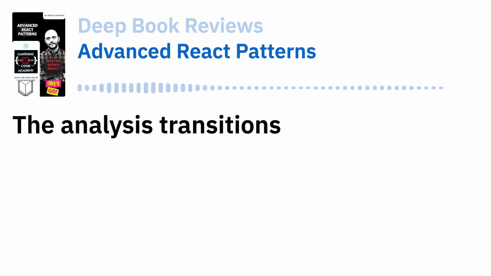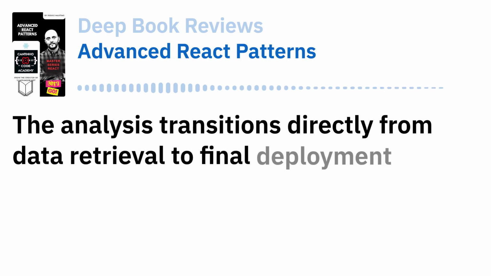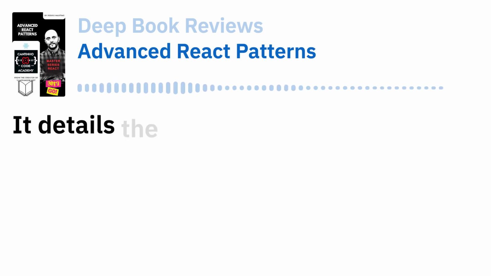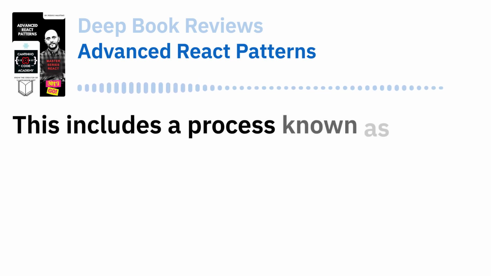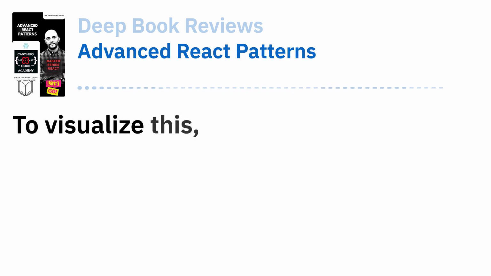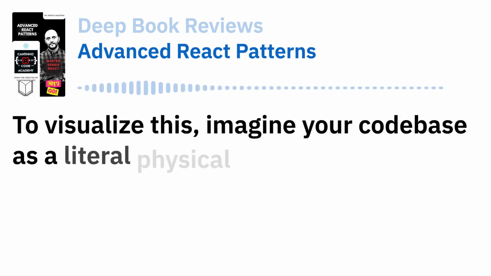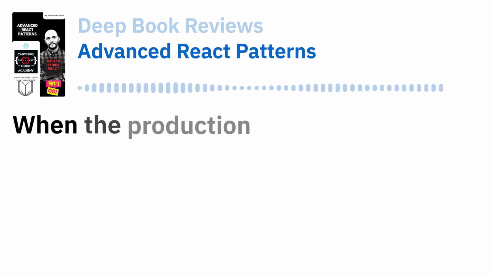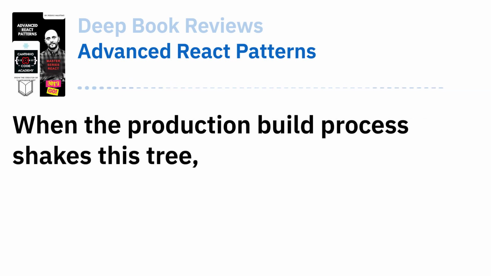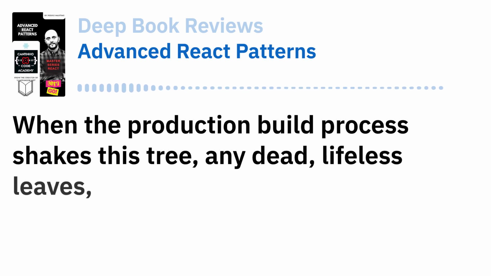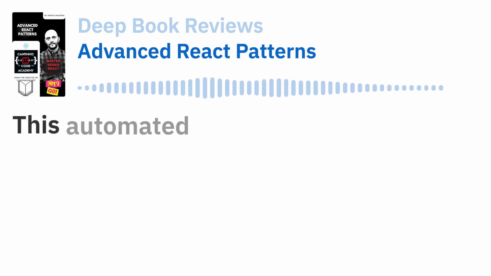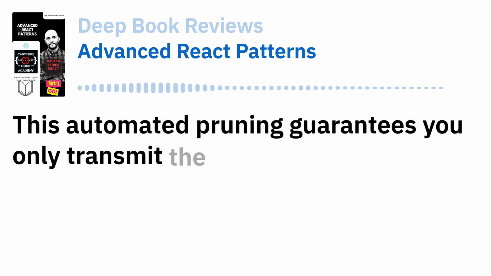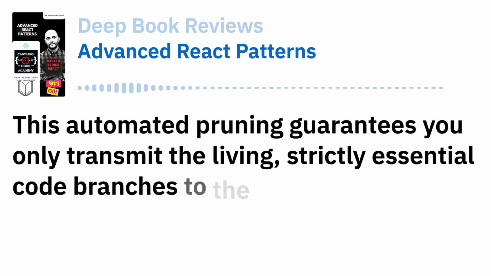The analysis transitions directly from data retrieval to final deployment execution. It details the absolute necessity of build optimization. This includes a process known as tree shaking. To visualize this, imagine your codebase as a literal, physical tree. When the production build process shakes this tree, any dead, lifeless leaves, which represent unused JavaScript functions, physically fall off. This automated pruning guarantees you only transmit the living, strictly essential code branches to the user's browser.